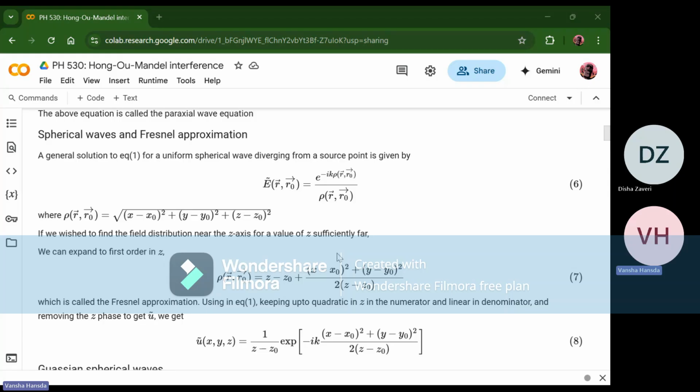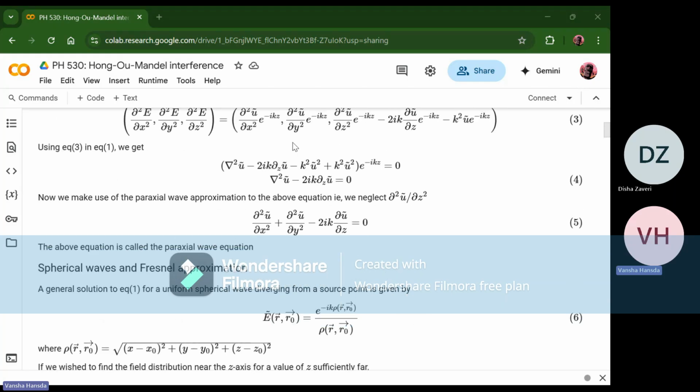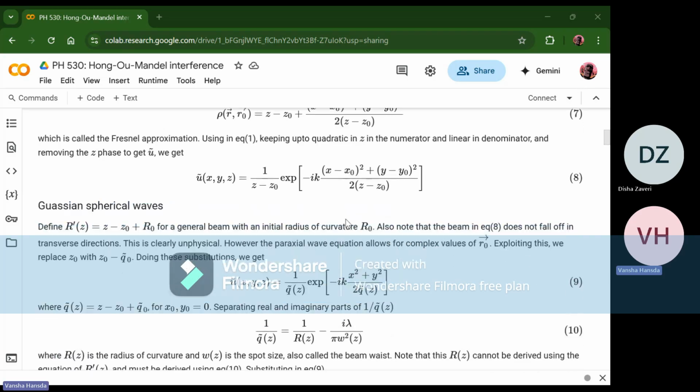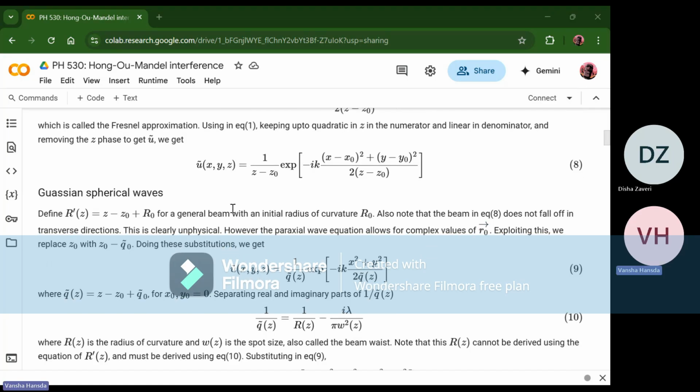And if I put this back in my equation 6 and remove the e^{ikz} terms, in the denominator I keep only the linear term, and in the numerator, since I can remove the e^{ikz} terms, I will keep until the quadratic term, and I get such a form. Now, this was for a point source. I can define a more general beam with initial radius of curvature r naught. So I define a quantity called r prime z, which is z minus z naught plus r naught, for a general beam with initial radius of curvature r naught. So that will make equation 8 true for a general beam with some initial radius of curvature.